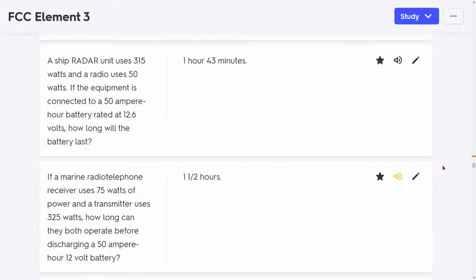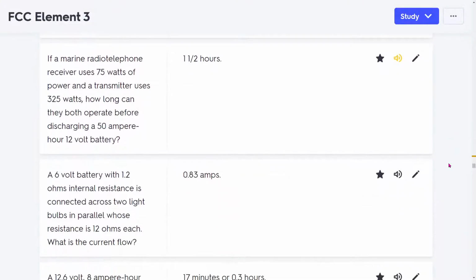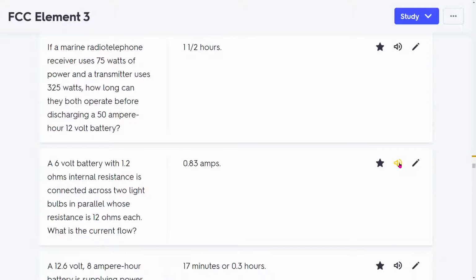If a marine radio telephone receiver uses 75 watts of power and a transmitter uses 325 watts, how long can they both operate before discharging a 50 ampere hour 12-volt battery? 1.5 hours.